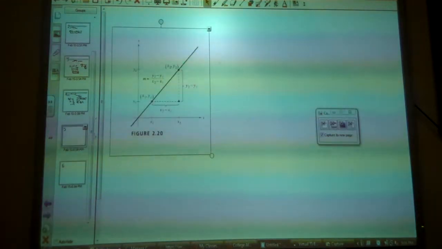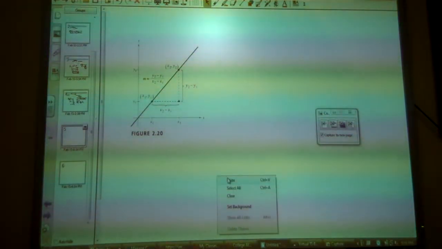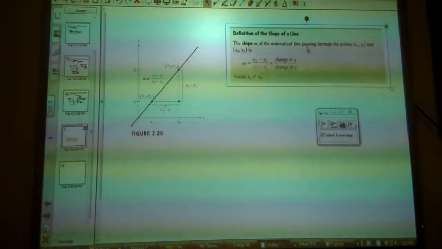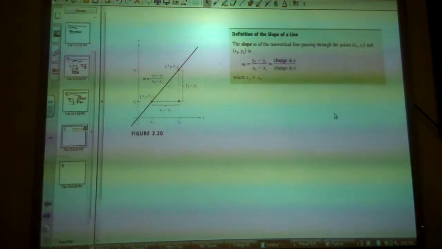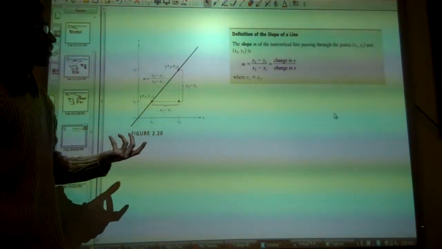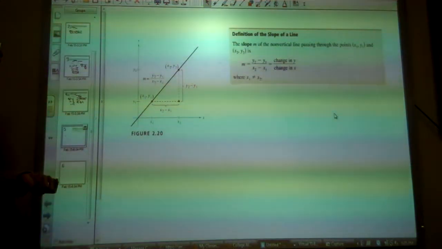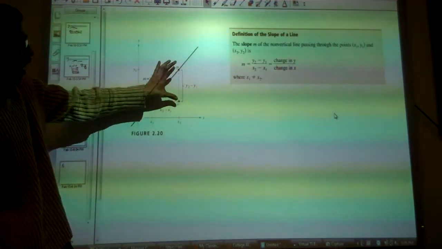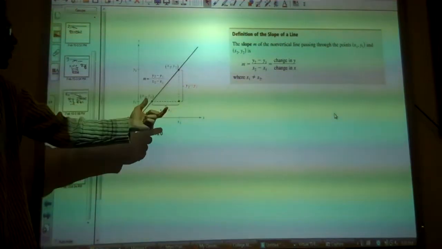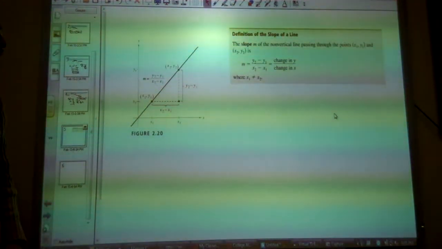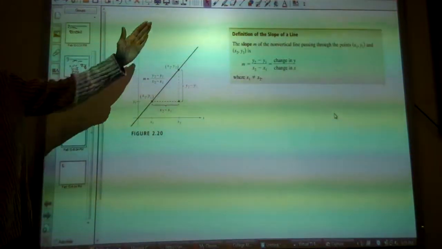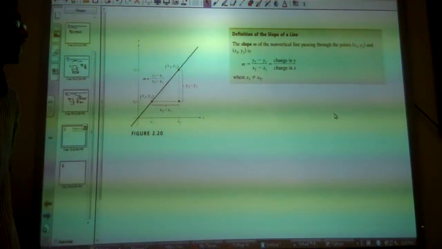Last time we talked about plotting points, and we talked about the distance formula. Now, we're going to talk about a line, and the very first thing we learn about a line is the slope of a line. And so, it's a ratio. It's a fraction that tells how much the y's change divided by how much the x's change. And so that's an indication of how steep the line is.